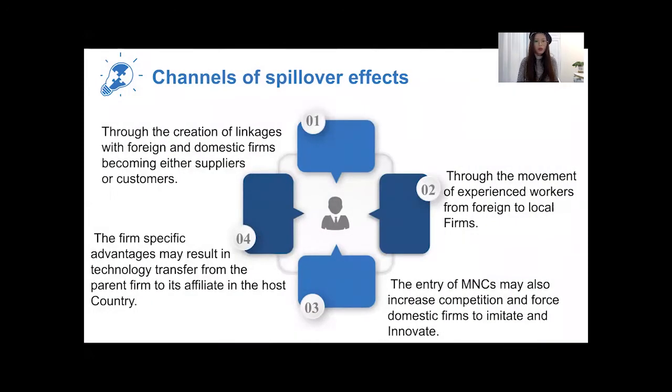There are 4 channels of spillover effects. First, through the creation of linkages between foreign and domestic firms, becoming either suppliers or customers. Second, through the movement of experienced workers from foreign to local firms. Third, the entry of multinational corporations may also increase competition and force domestic firms to imitate and innovate. Last, the firm-specific advantage may result in technology transfer from the parent firm to its affiliates in the host country.